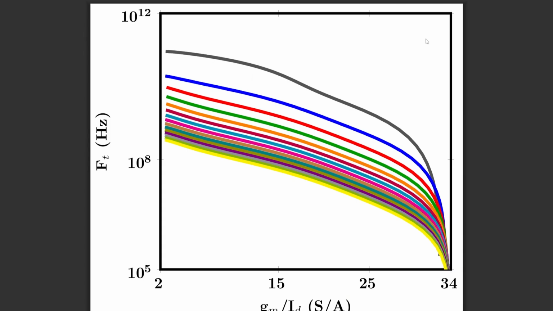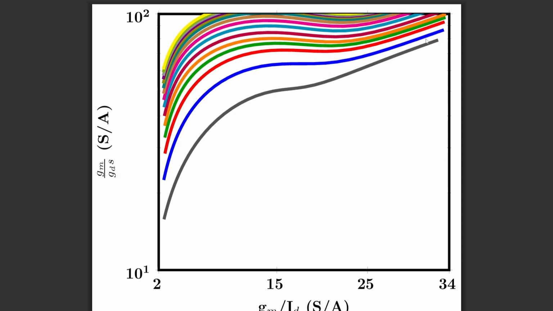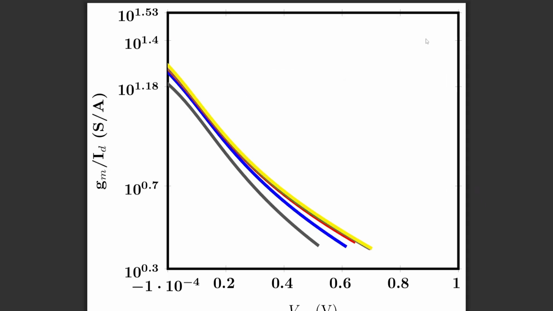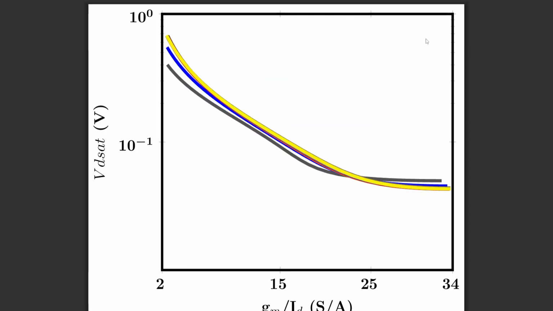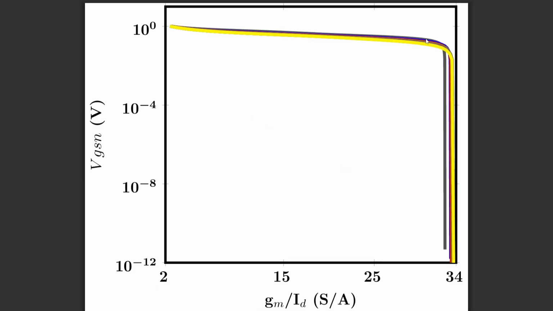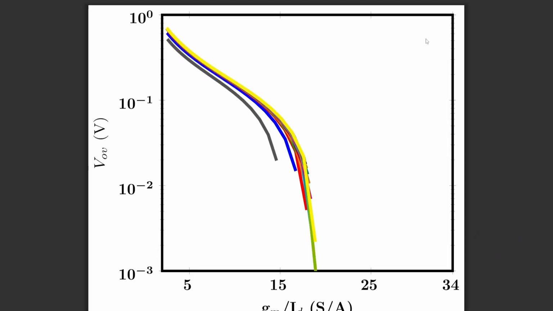So this is FT versus GM over ID plot. This is GM over GDS versus GM over ID plot. This is GM over ID versus overdrive voltage. This is ID by W versus GM over ID. This is VDSAT versus GM over ID. And this is gate to source voltage of the NMOS versus GM over ID. And finally, this is the overdrive voltage versus GM over ID. This is a little bit of an introduction to plotting in LaTeX.